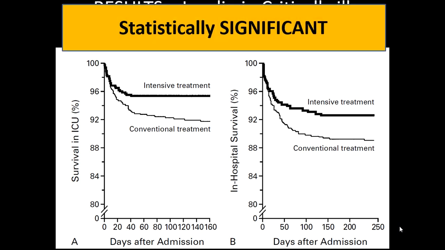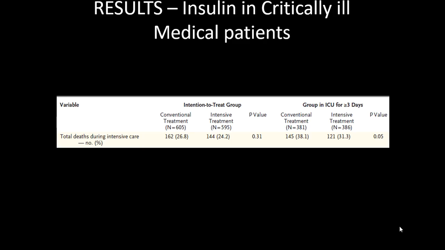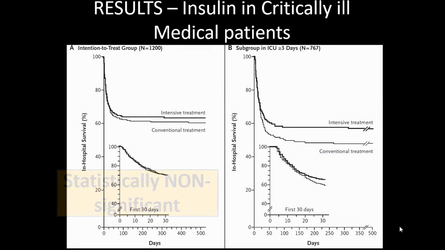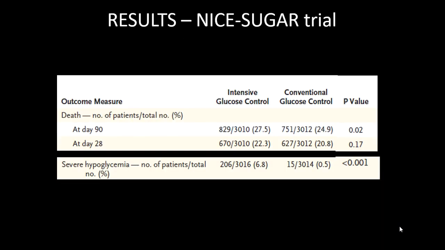This was a single center trial, but then it was also studied in medical patients where no major difference was found. In that group, only in patients who stayed for more than 3 days, they found that the conventional group had a higher mortality as compared to the intensive insulin group. But remember, this was a single center trial, so a lot of bias was expected, and what came into the picture next was the NICE-SUGAR.